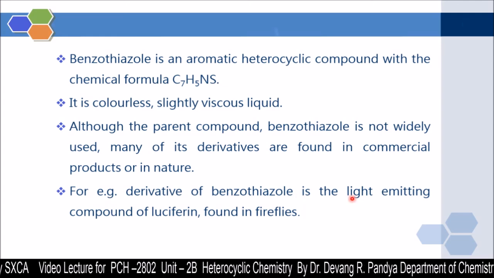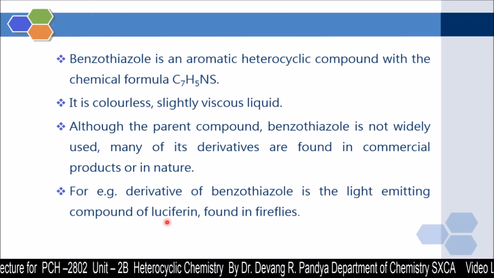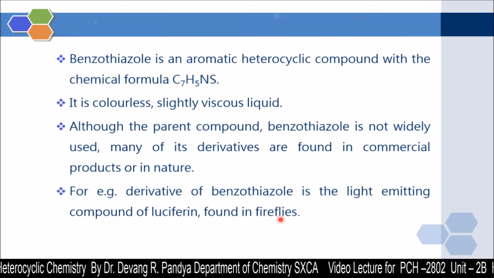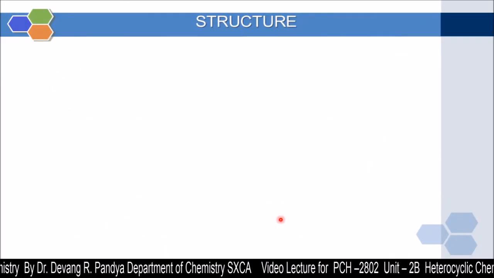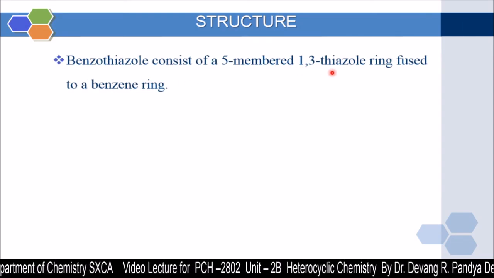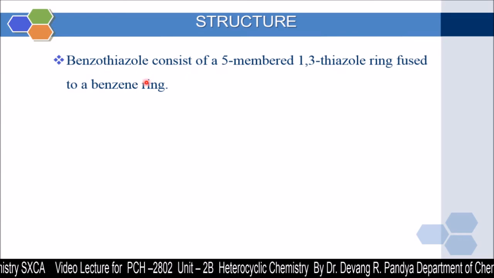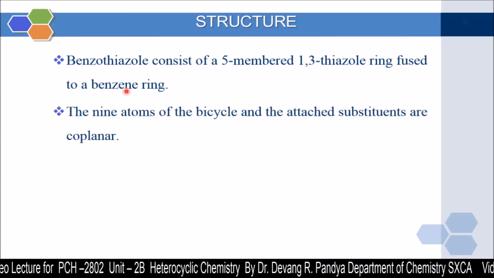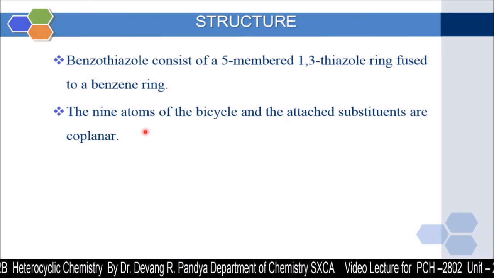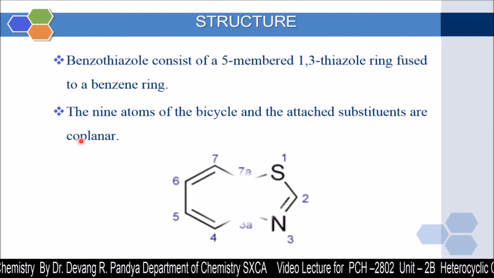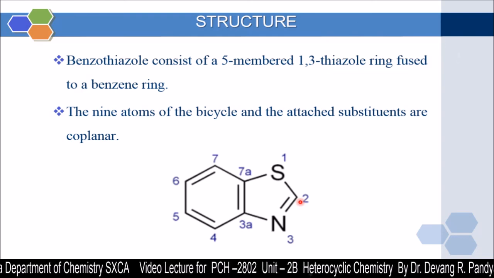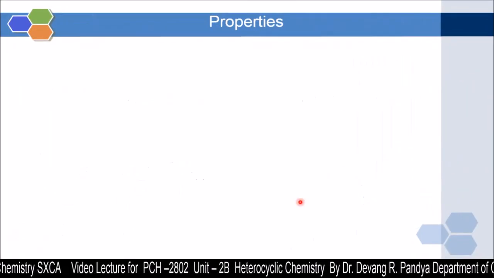Derivative of benzothiazole is the light emitting compound luciferin found in fireflies. This is the structure. Benzothiazole consists of a 5-membered 1,3-thiazole ring fused to a benzene ring. The 9 atoms of the bicyclic and the attached substituents are coplanar. So here is going to be the coplanarity of the compound of benzofused structure.